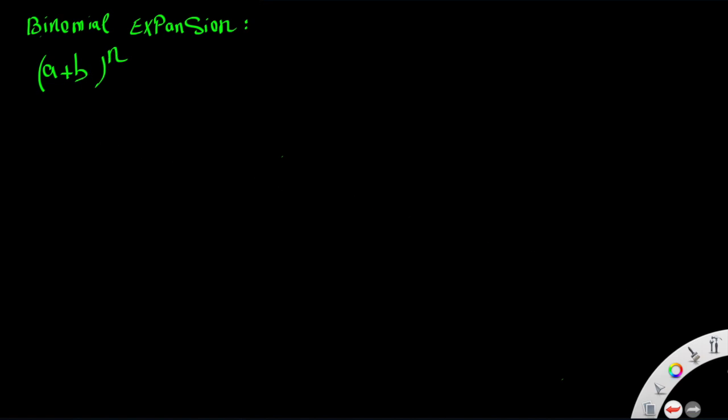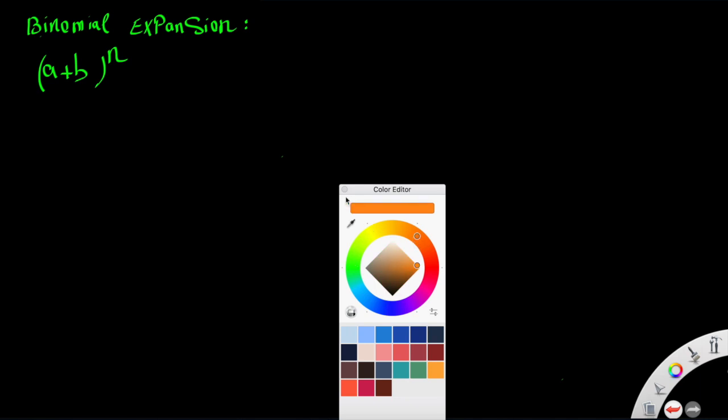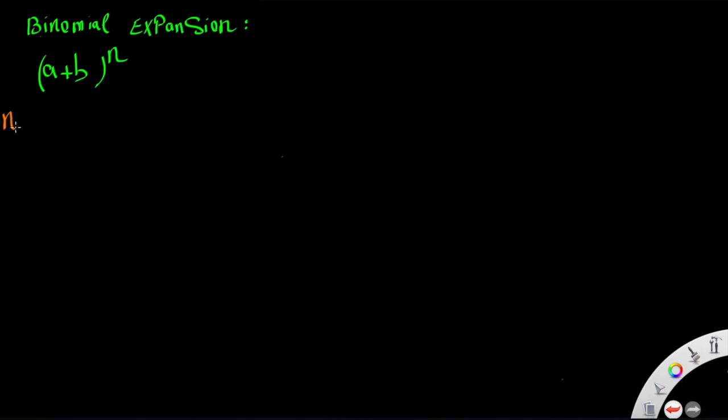Now, before learning how to expand, let's consider what we obtained for a few small whole numbers as n. So I start from 0. If n is 0, a plus b to the power of 0 will be 1. Then I write coefficients here, 1. If n is 1, it would be a plus b to the power of 1, so it would be a plus b. So the coefficient of a, the first term, is 1, I write it here. Coefficient of b is also 1, I write it here.